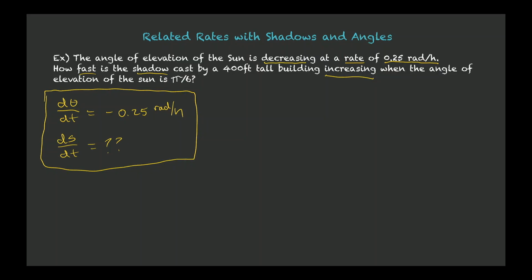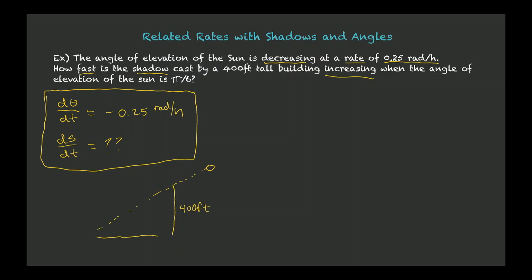Our second key step in solving a related rate problem is to find an expression that relates together the variables which are changing in the problem. So in this case, the angle theta and the length s of the shadow. When we're dealing with angles, a lot of times the best strategy is to draw a picture. So here we have a 400-foot tall building. We have the sun up in the sky, and the sun's rays hit the top of the building and cast a shadow along the ground.